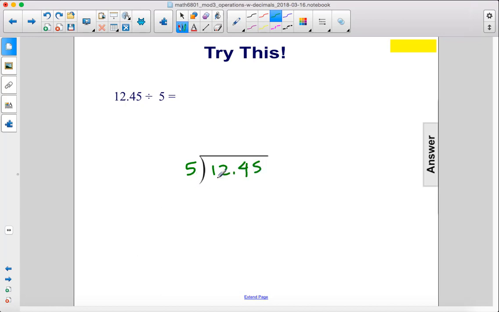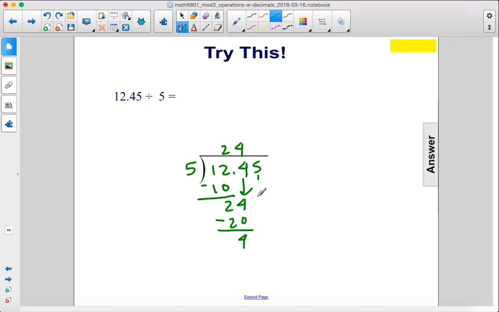Does 5 go into 1? It doesn't. Does 5 go into 12? It does twice. 2 times 5 is 10. Subtract those and we get 2. 2 is smaller than 5, so we'll bring the 4 down. 5 goes into 24 4 times. 4 times 5 is 20. We subtract those, we get 4.